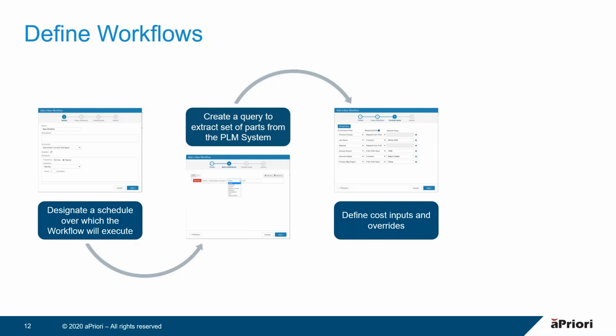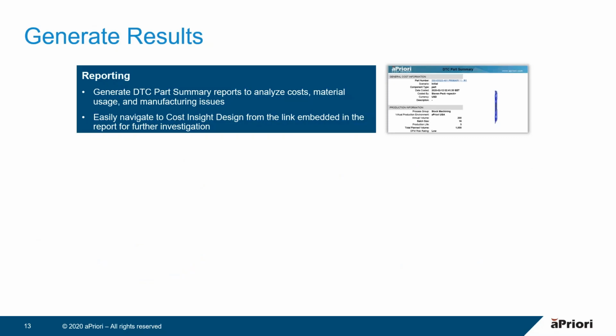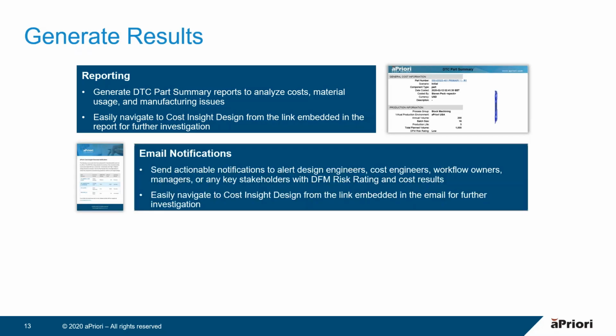So once you're satisfied with costing inputs and overrides, you can configure your output actions. And as I mentioned before, CIC allows for 3 output actions. The first is reporting. As Steve showed earlier, the DTC part summary report shows important metrics related to costs, material usage, and manufacturing issues. This report also contains a link to open its respective parts directly in Cost Insight Design for further detail. The second action is email notification.